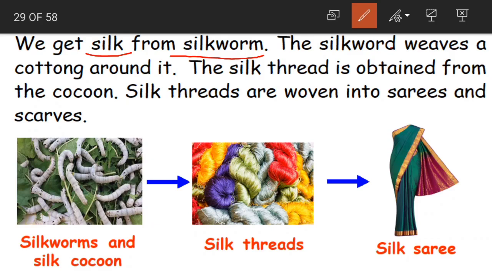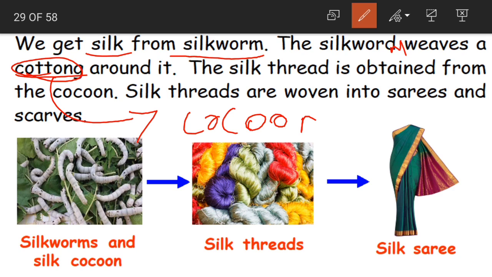Okay, and the silkworm weaves a cocoon. Actually, this is the cocoon, children. This spelling is wrong, I'll just write it here. C-O-C-O-O-N. Okay, cocoon. The silkworm weaves a cocoon around itself. The silk thread is obtained from the cocoon.